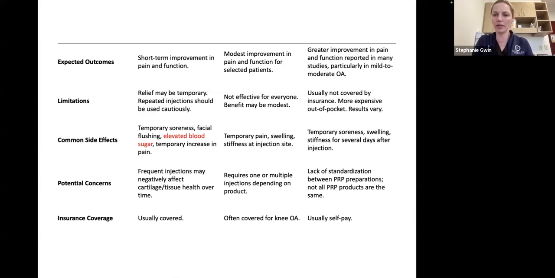For PRP, the main limitations are that it takes a little bit of time to work, it's typically not covered by insurance, and results vary. So that's where patient selection comes into play.